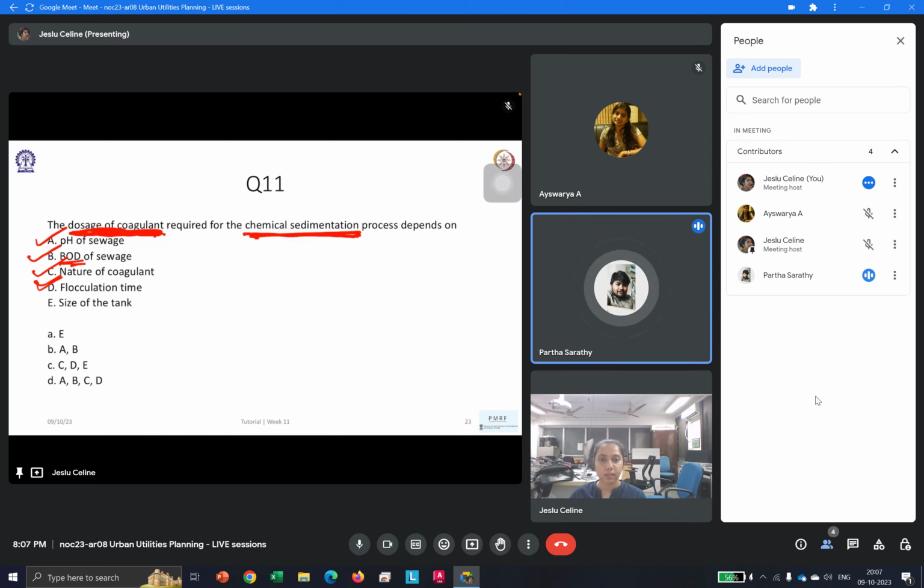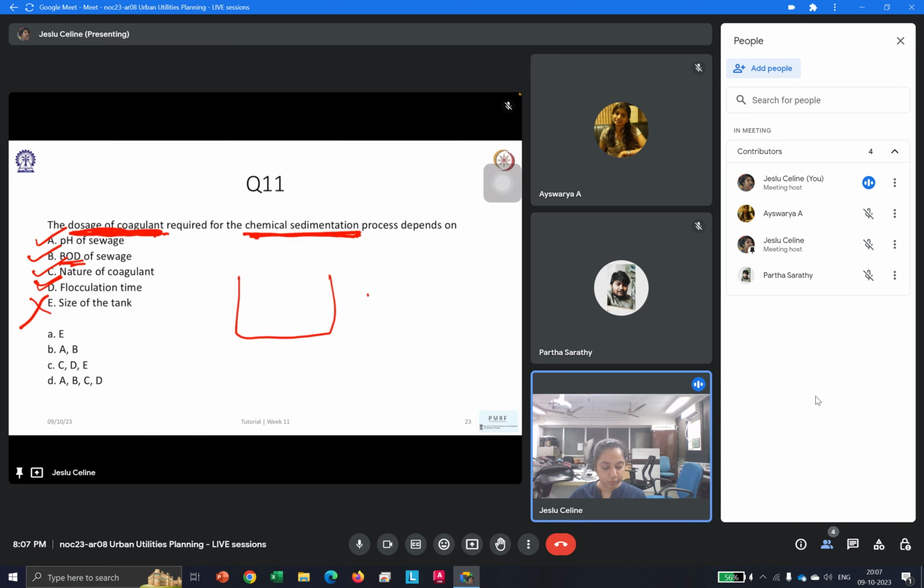No, ma'am. Size of the tank is not needed. Why? Because if you have a big tank or a small tank, if the amount of sewage that you have is the same, then it doesn't matter what the size of the tank is. It's the volume or the quantity of sewage that you're putting in, which is there, that matters, right?